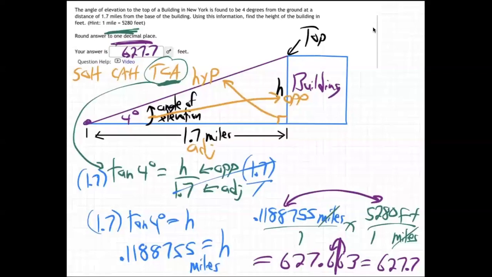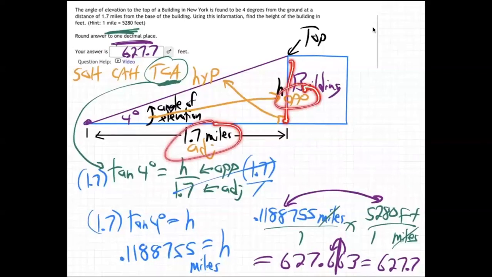So again, how did we do it? Just drew that picture. Height was opposite. This was adjacent. Tangent is opposite over adjacent. Solve for h, and we had to multiply by 5280 at the end because they wanted us to convert to feet. And there we go.